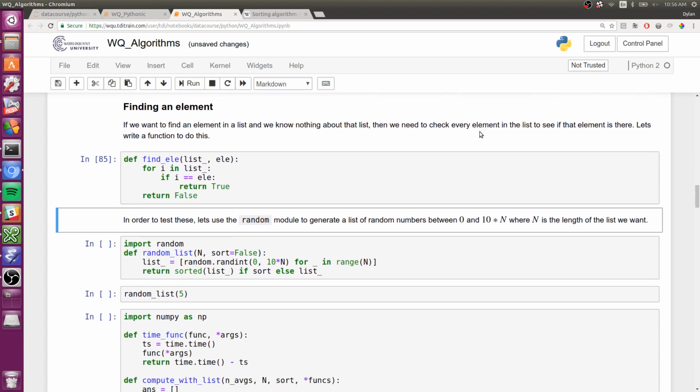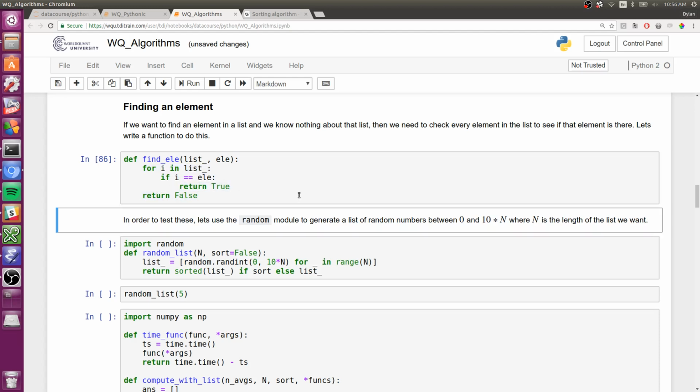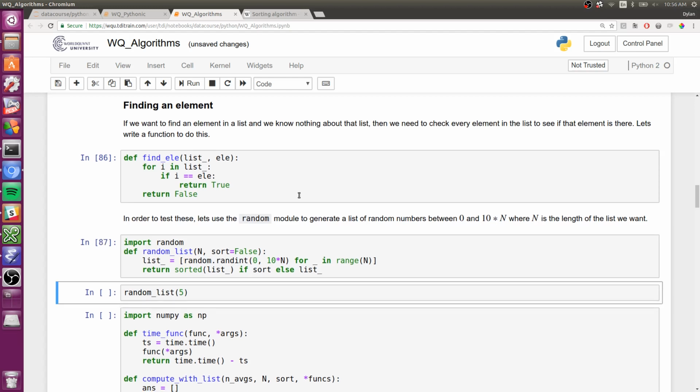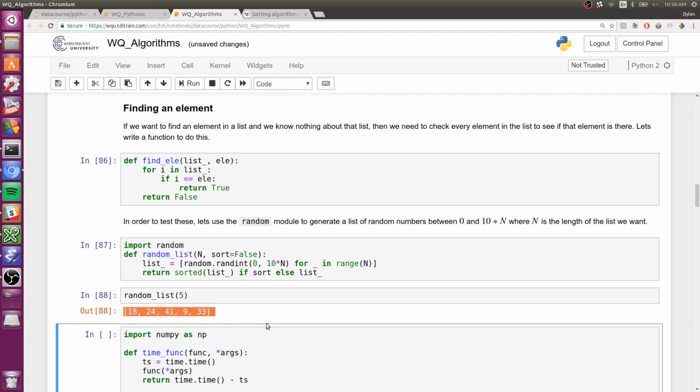The trade-off that I mentioned in data structures is that a set will usually take up more memory than a list. So we'll write a little function to find an element in a list, where we explicitly iterate over the list, and if i is in it, then we return true, otherwise we return false. We're going to generate a random list of integers.